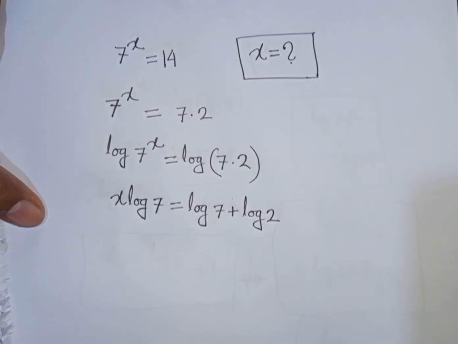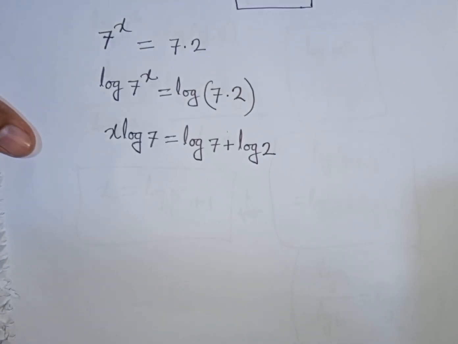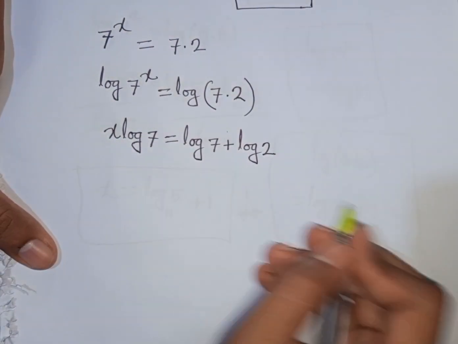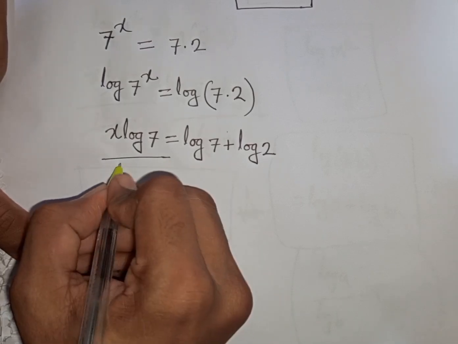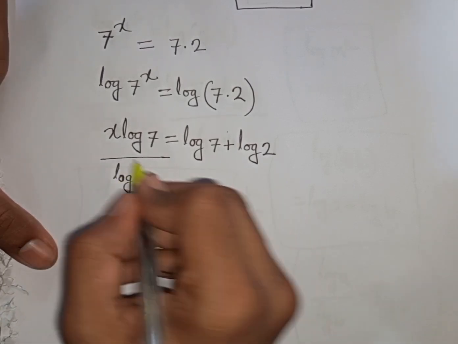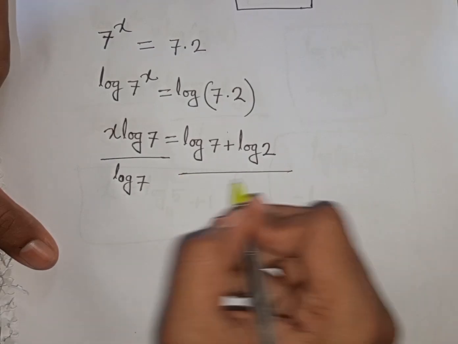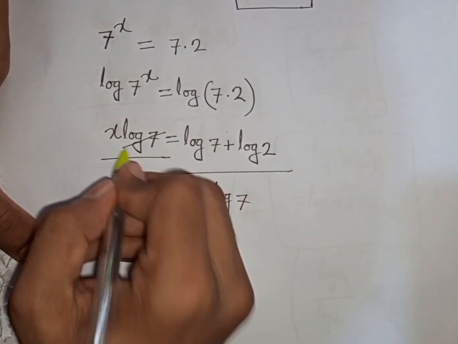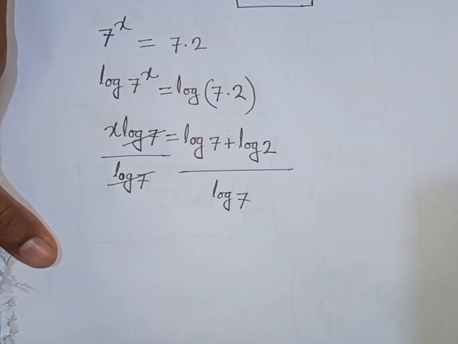Now we need the value of x, so divide by log 7 on both sides. So divided by log 7, divided by log 7. So this log 7 will be cancelled.